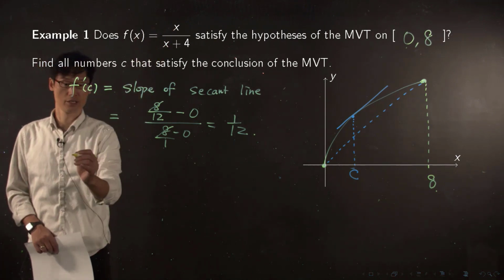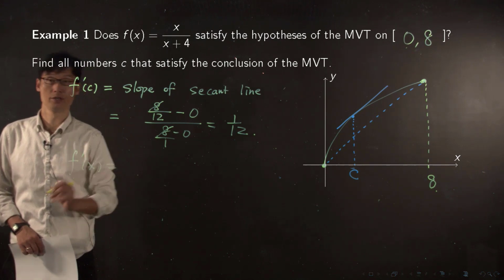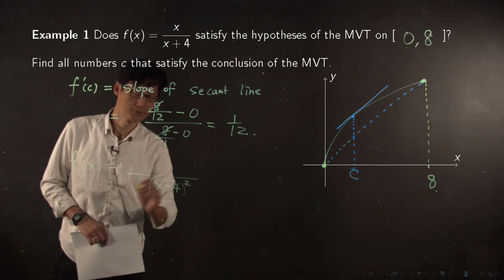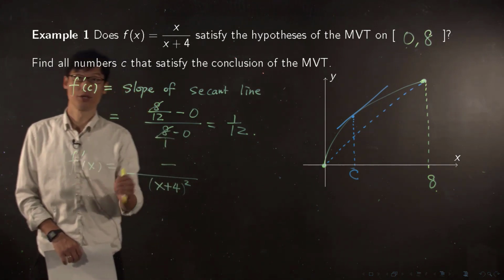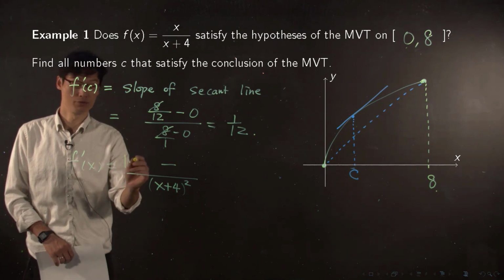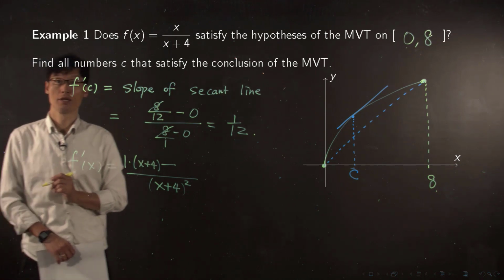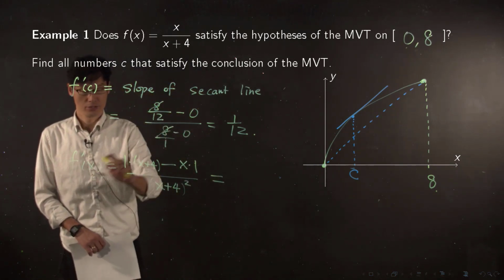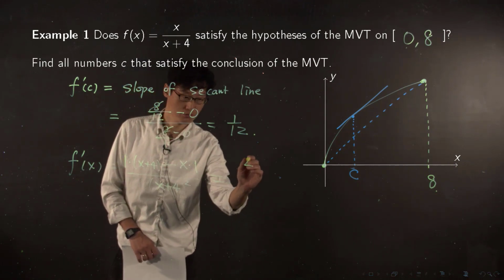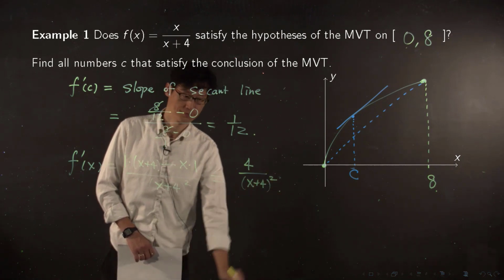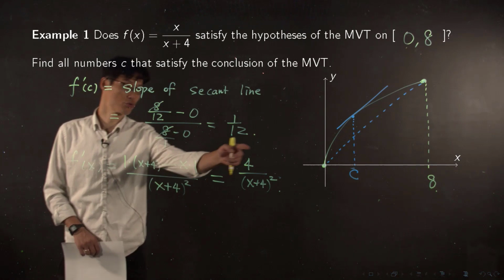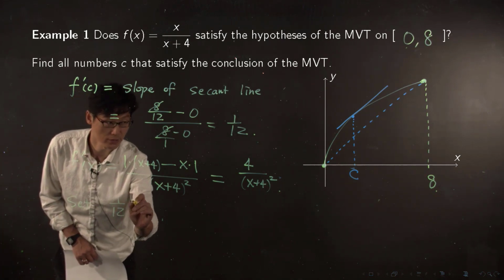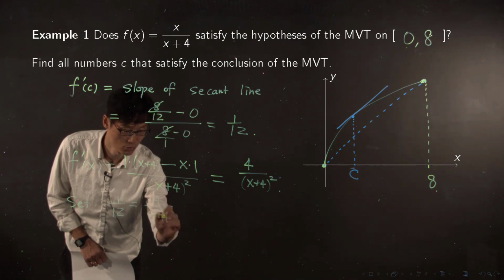We can take the derivative of this function. On the other hand, the derivative of f, we can use the quotient rule, with x plus 4 squared in the denominator. The numerator is a difference. For the first term, you take the derivative of the numerator and a copy of the denominator, and then a copy of the numerator and the derivative of the denominator. That is the derivative, and after canceling a copy of x, we have 4 over x plus 4 squared. So we want those two to be the same. We set 1 over 12 equal to 4 over x plus 4 squared.